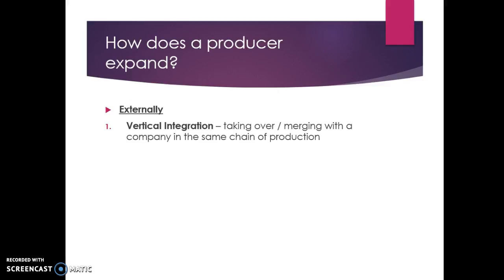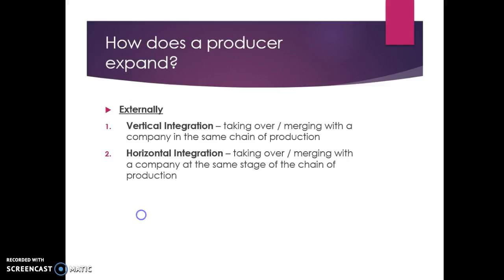So vertical integration would be one stage of the chain of production, so the primary stage taking over the secondary stage. So it might be a woodcutter's, a timber yard, growing the trees, cutting down the timber, who sell it on to a chair manufacturer. So it might be the woodcutters taking over the chair manufacturers. That would be referred to as vertical integration.